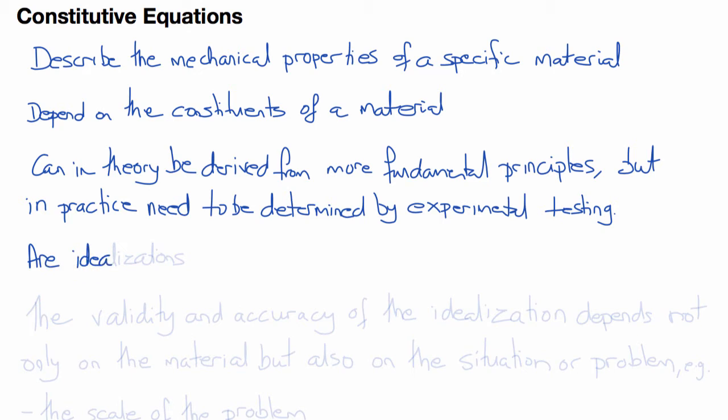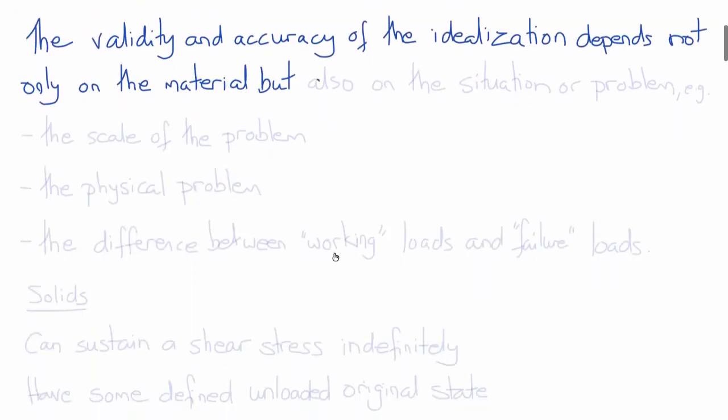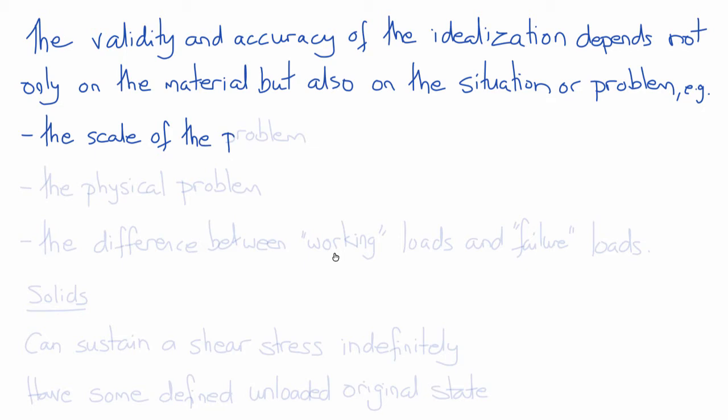It's important to realize that constitutive equations are idealizations, they're approximations of reality. And the validity and accuracy of the idealization doesn't depend only on the material. It also depends on the situation or physical problem that we're trying to solve. For example, it can depend on the scale of the problem. If we're interested in modeling the flow of water around a ship, then this could be a very different approximation than modeling the flow of water in microchannels.